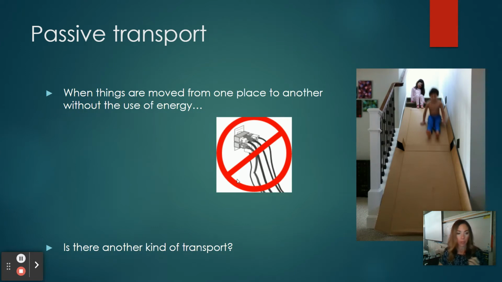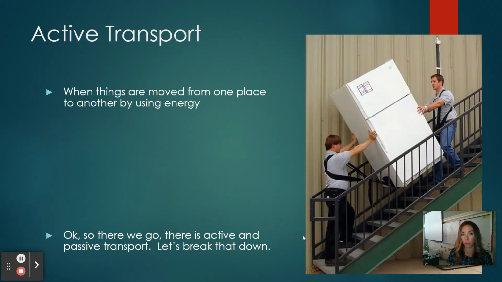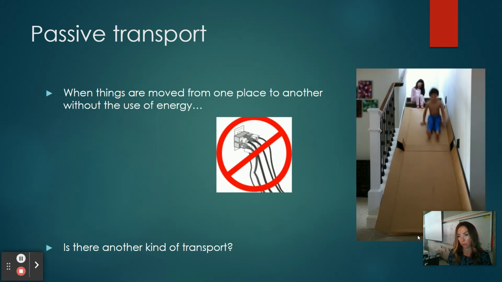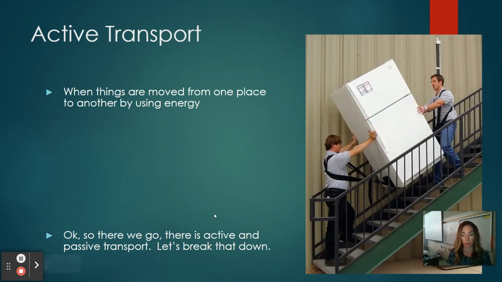So, going back to osmosis, passive transport is when things are moved from one place to another without the use of energy. So it's a natural kind of movement, a natural type of flow. Osmosis is a type of passive transport. Passive transport, no energy. Active transport requires energy. So those are easy to remember. But it's when I'm moving from one place to another and I actually need energy to do so. So in this case, it's going down, so there's not that energy. In this case, we're going up the stairs with the refrigerator.